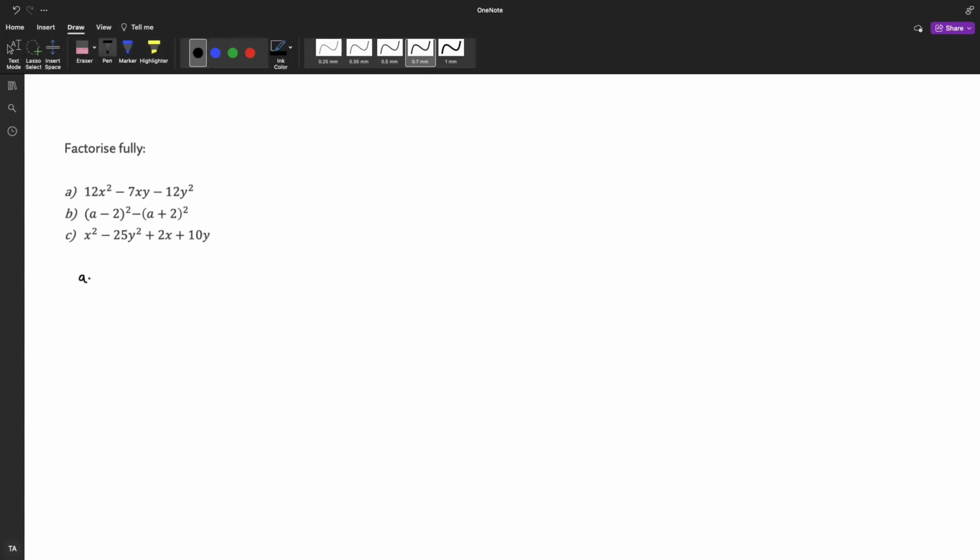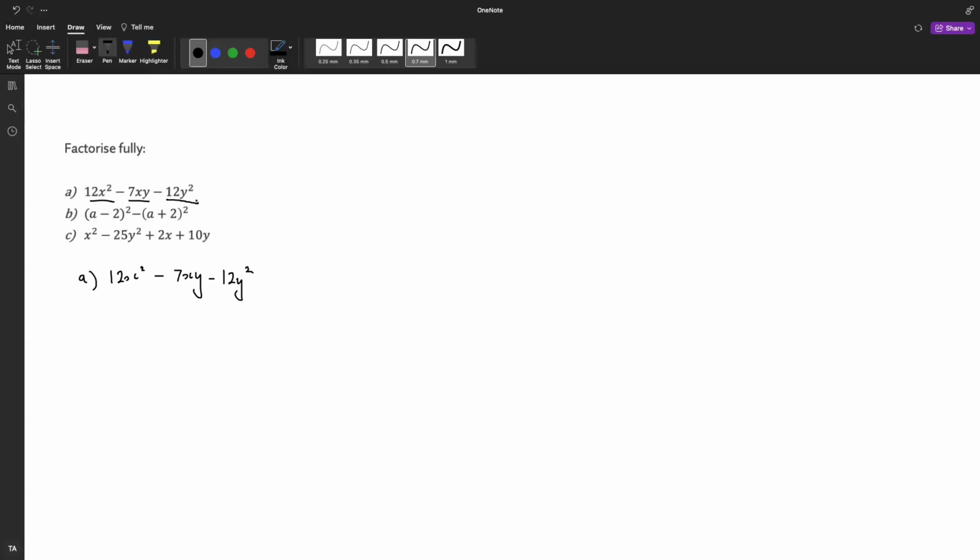If you go through the first one, we're given 12x squared minus 7xy minus 12y squared. Okay, and we have to factorize this. Now, this is an example of a non-monic quadratic trinomial, meaning that there's three terms. We've got something squared, something multiplied by something else, and then something squared.